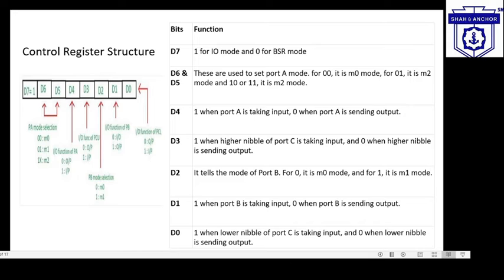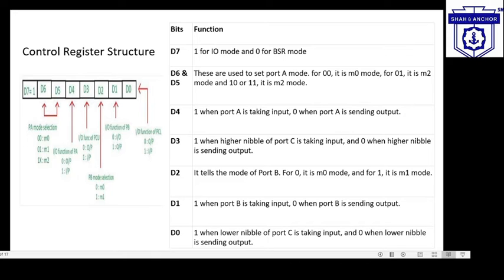Then we go for the D3 bit of the control register. It is 1 when the higher nibble of port C is taking the input. That means higher bits of port C, that is 4 bits. When we use it as an input, D3 is 1 and it becomes 0 when the higher nibble is sending the output. Means when we are using the higher 4 bits of port C as an output port.